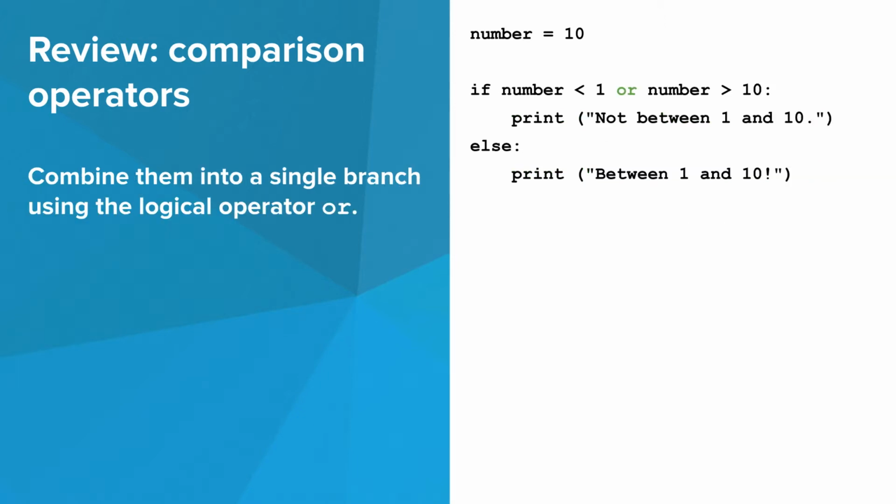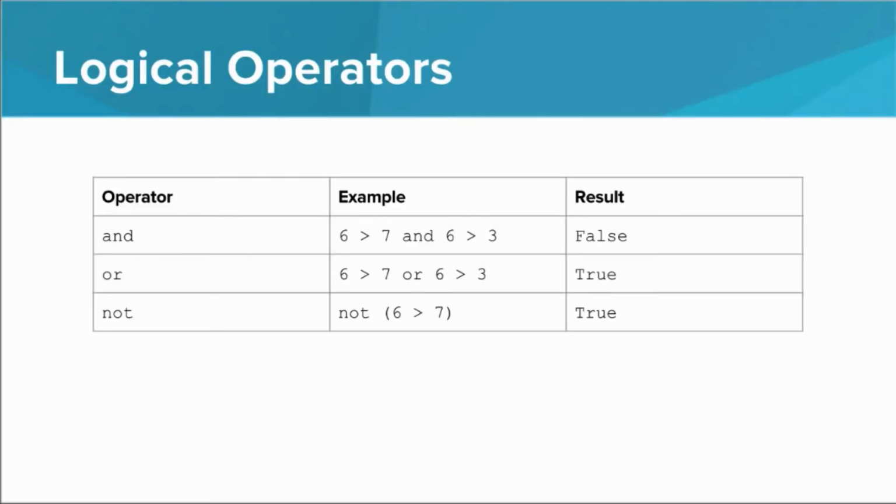Turns out we can combine them into a single branch using the logical operator OR. Now, if either expression is true, if the number is less than 1 or if the number is greater than 10, the first branch will execute. Here are the three logical operators we're going to discuss in this video: and, or, and not.